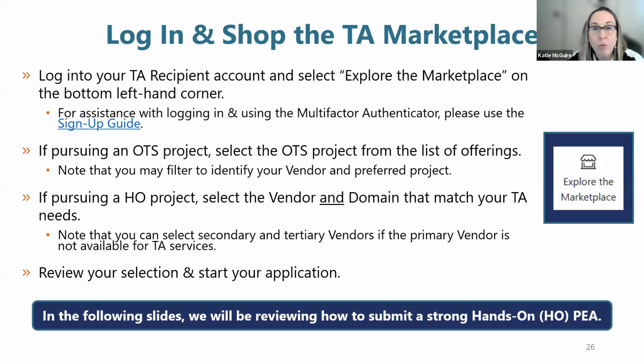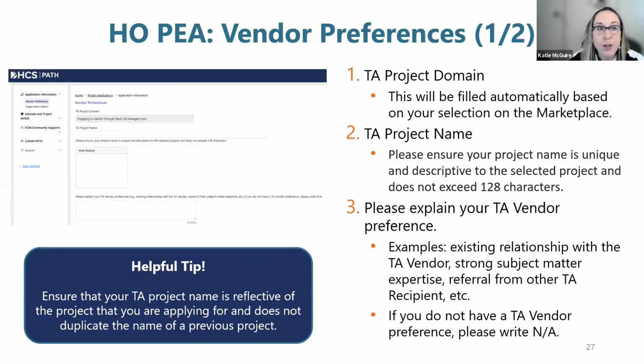Then you'll review your selection and start your application. So now we're going to go over what that looks like and what areas are going to be in the application. If you go to the next slide. You're going to get a question for the vendor preferences. The TA domain will automatically be filled in based on the selection. You will put a project name. Please ensure that the name is unique and is descriptive of what the project is requesting. If you have other projects, please do not duplicate that project name. It will need to be sent back because they do need to be different.